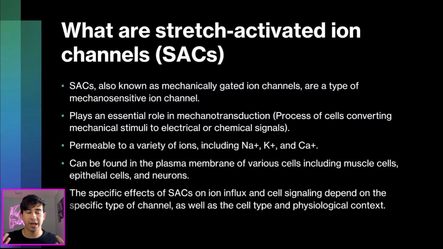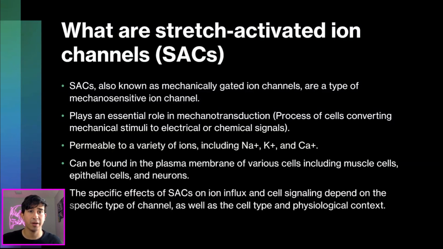And stretch-activated ion channels are permeable to a variety of ions, including sodium, potassium, and calcium. And again, permeable just means that they allow these ions to flow through them. Stretch-activated ion channels can be found in the plasma membrane of various cells, including muscle cells, epithelial cells, and neurons.